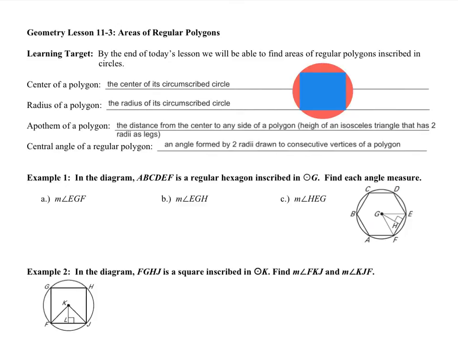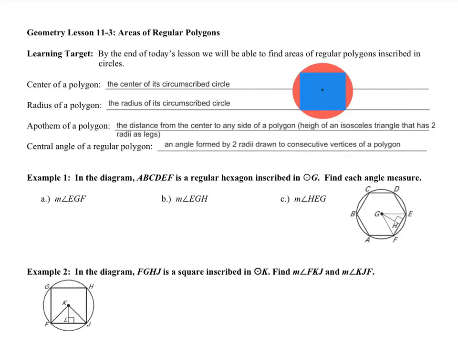Lesson 11-3, Areas of Regular Polygons. By the end of today's lesson, we will be able to find areas of regular polygons inscribed in circles. For the first vocab term we have here is the center of a polygon, which simply refers to the center of a circumscribed circle.